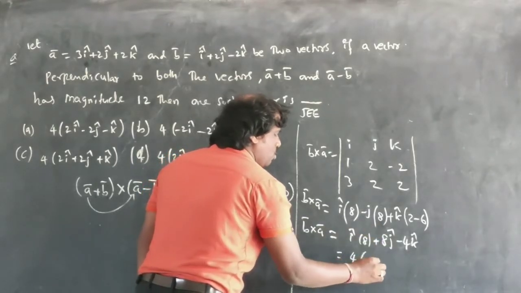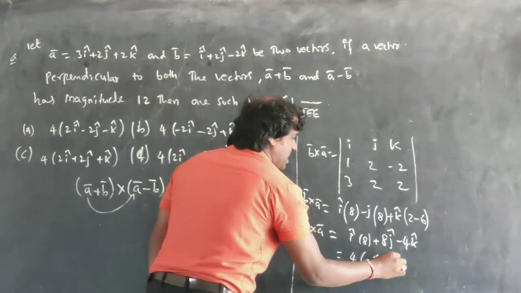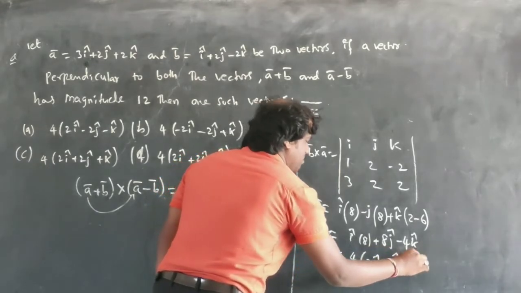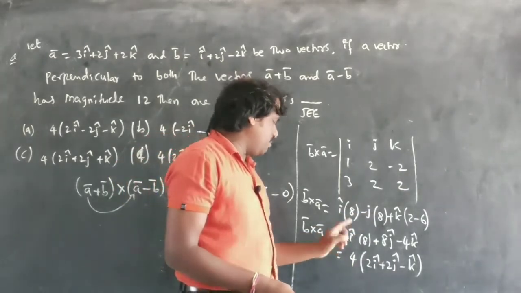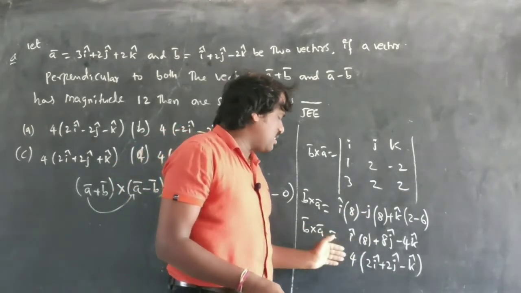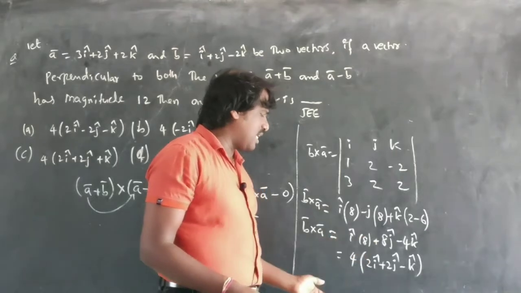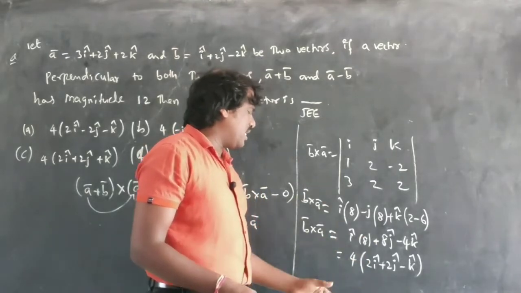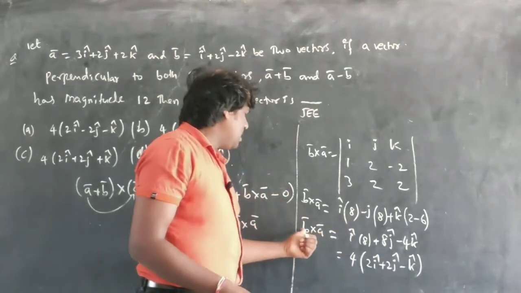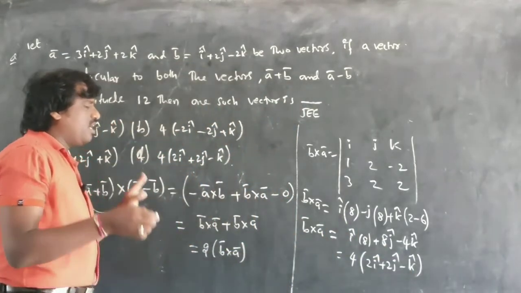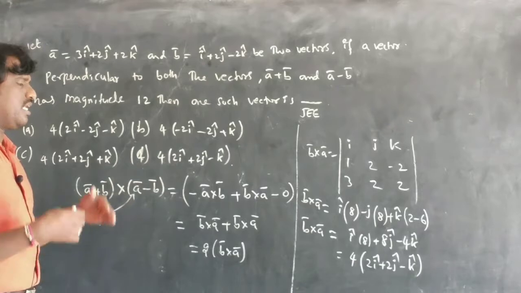That is 2i cap plus 2j cap minus k cap. So the magnitude, now this 4 you can neglect it. This 4 is not mandatory, because for B cross A, all vectors which are parallel to this will get considered. So the magnitude you can neglect it. The answer is 2i cap plus 2j cap minus k cap is B cross A, and you have to find the magnitude. So 4 you can neglect it.